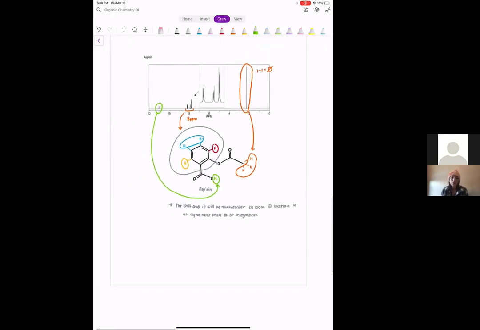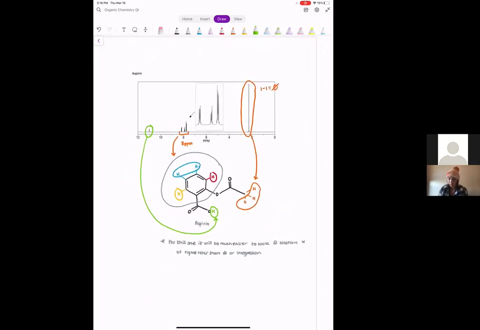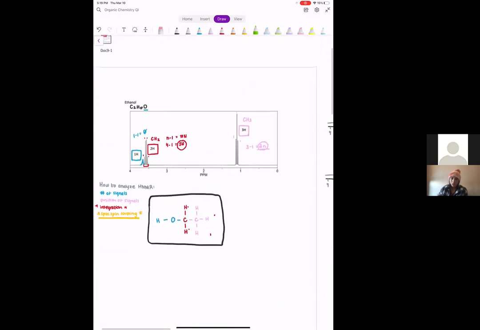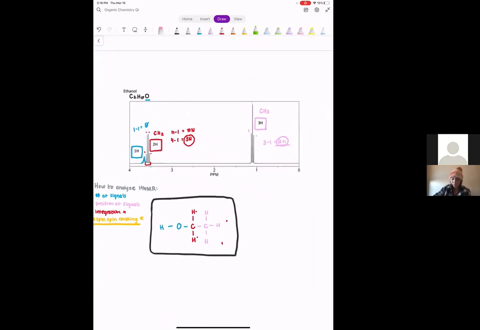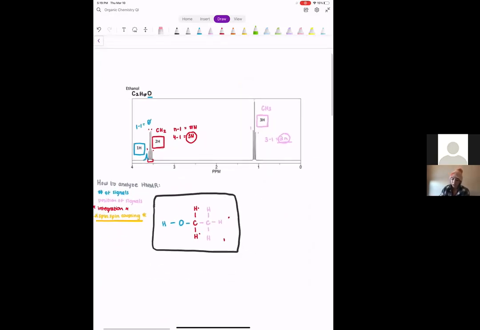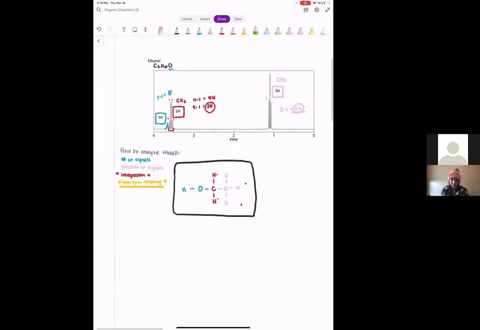So that is how we generally analyze spectra. You can do it just like we did here, where we can match a structure with the spectra, or we can do it like we did up here with ethanol, where we can look at the spectra and look at the formula and match the integration and the position of the signals and the spin-spin coupling and the number of signals, and create these partial structures and put them all together in order to create a final structure.